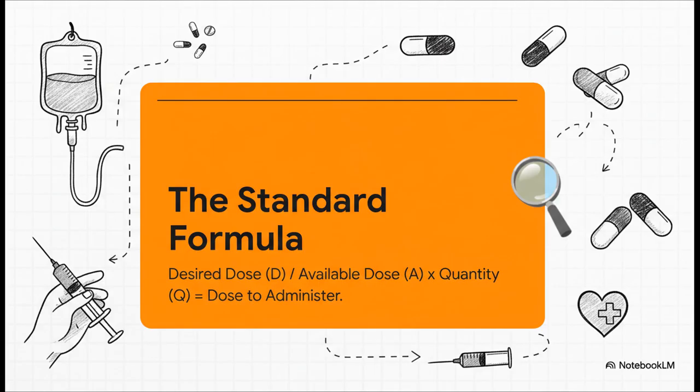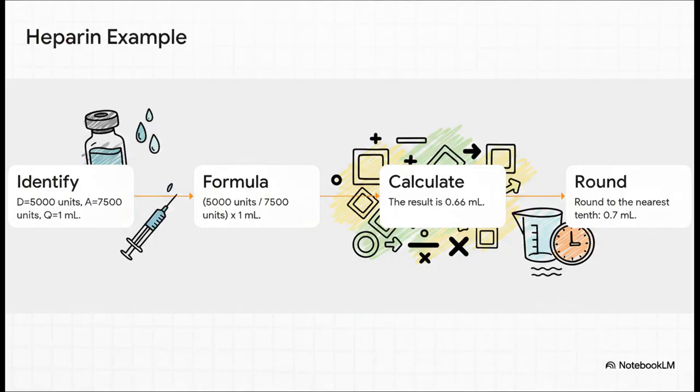Okay, another really powerful tool in your toolkit is what we call the standard formula. For a lot of people, this is a much more direct, straight-shot way to get to the answer. You'll often hear it called D over A times Q. That's simply the desired dose divided by the available dose you have multiplied by the quantity it comes in. So let's see it in action.